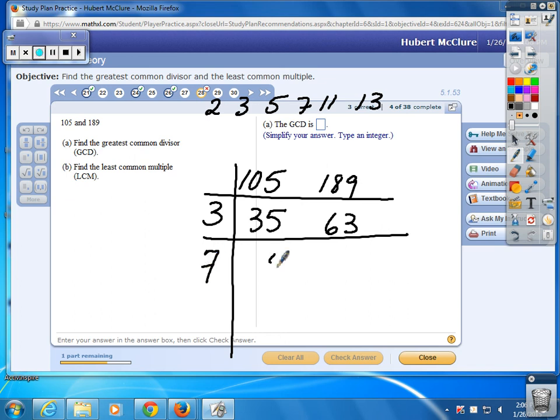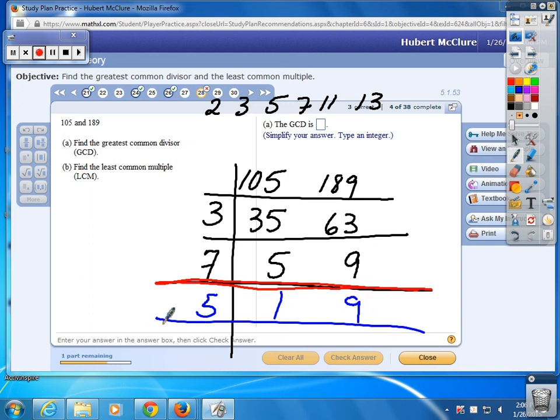And that'll leave you with a what? A 5 and a what? Now what? Real math stops. Good. Why does the real math stop here? Because nothing will go into 5 or 9 except for 1. So 5 gives you a 1 and a 9. 3 gives you a 1 and a 3. And 3 gives you a 1 and a 1. So our least common multiple is 3 to the 3rd times, I'm sorry, times 5 times 7.